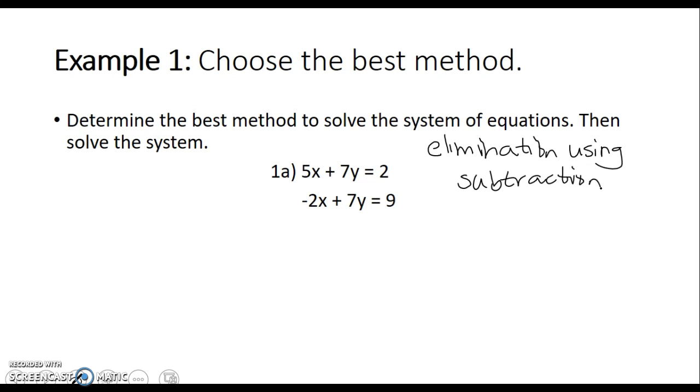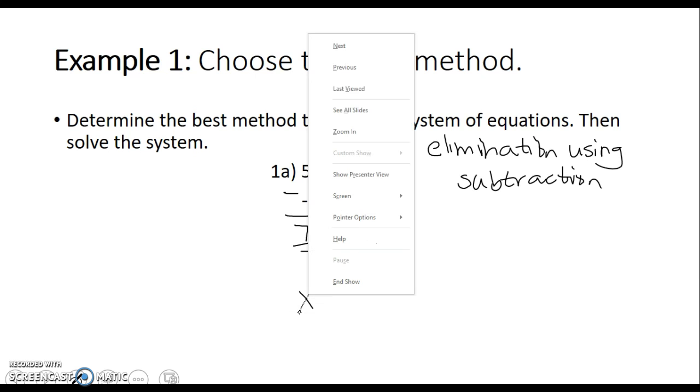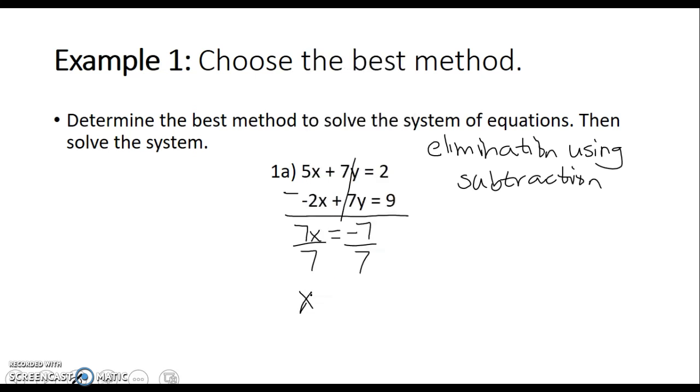So instead of adding these two equations together, I'm actually going to subtract them. So I'll subtract 5x minus negative 2x. Remember, that's like I'm adding. So I have 7x, 7y minus 7y cancels. And then that equals 2 minus 9 gives me negative 7. Divide both sides by 7 to solve for x. And I get x equals negative 1. Now I plug that back in to solve for y.